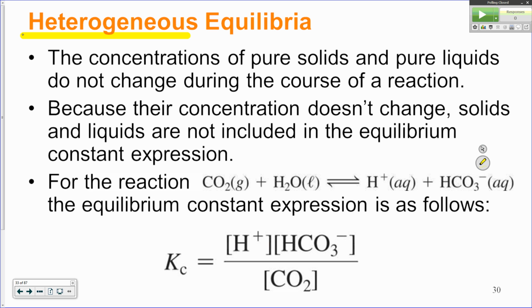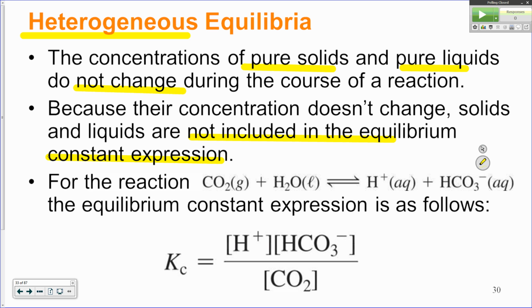So we talked about this a little bit with our end of chapter problems and kind of started this a little bit last Tuesday. But if we have a heterogeneous system, so that we have multiple phases other than just our solution reaction, that means if I see solids in the system or if I see pure liquids, what happens is their concentrations don't change during the course of the reaction. So if I see those substances, that means that they don't appear in the equilibrium constant expression.